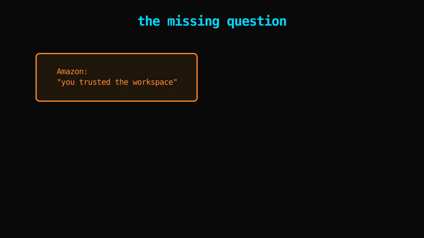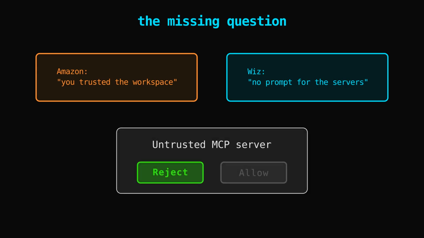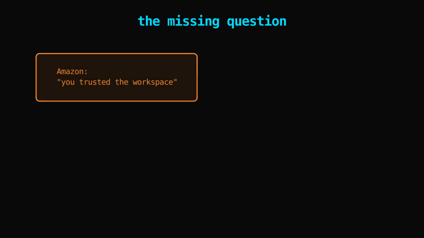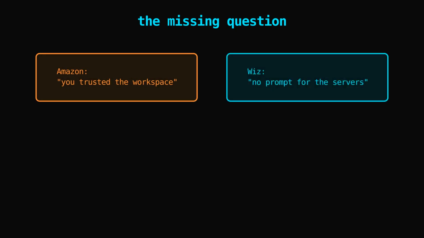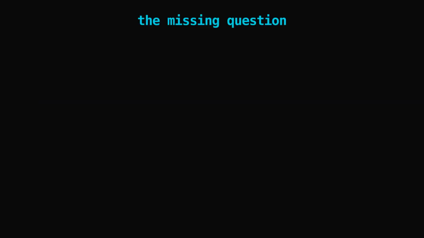Now, Amazon and Wiz politely disagree on whose fault this is. Amazon says, hey, you did click, trust the workspace. Wiz points out there was no separate yes for the servers themselves. You trusted the folder. You did not knowingly sign up for, and also run arbitrary processes. The patch just adds the question that was missing. Amazon Q now flags an untrusted server and lets you say no before it runs. Revolutionary stuff. Asking first.